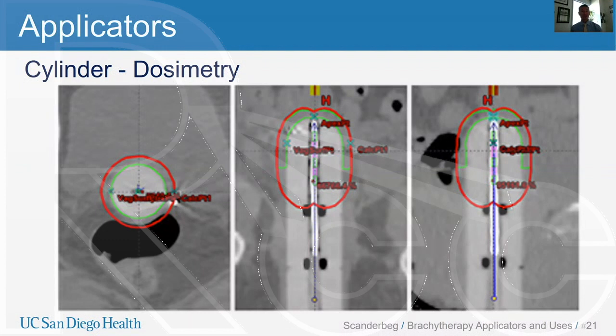So loading of a cylinder will be covered in another section. I think Derek is doing that next week. But in general, we'll start with loading at the most distal position and then however many dwell positions are needed to cover the planning aim length.